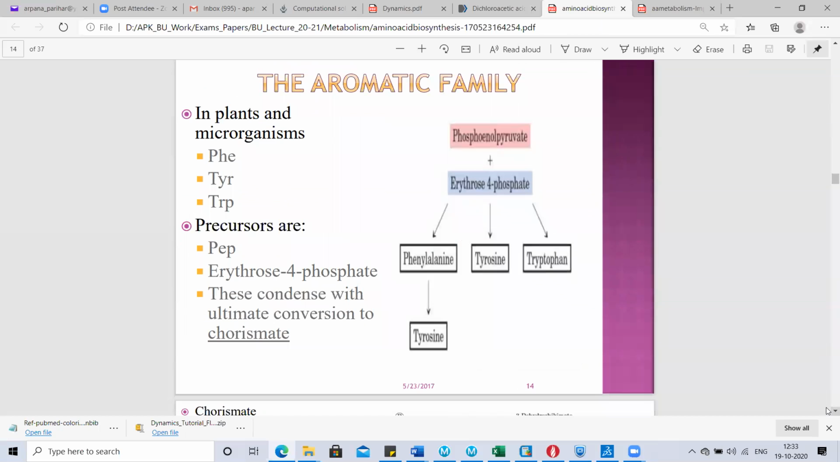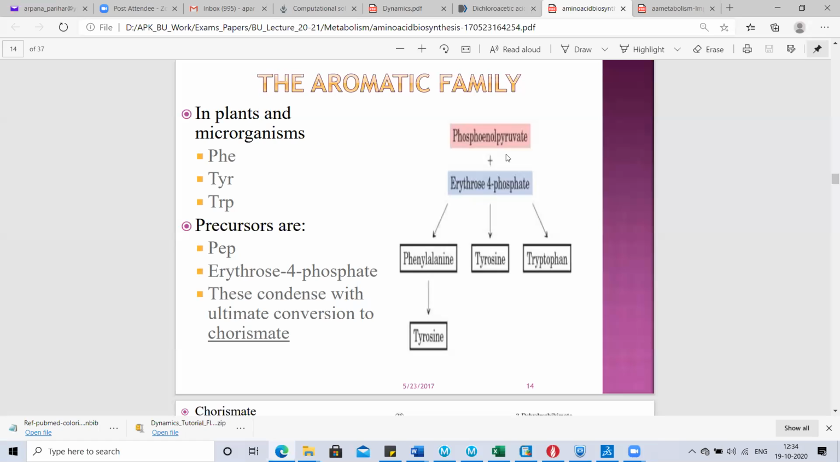Another family is the aromatic family. Here the biosynthesis of aromatic amino acids like phenylalanine, tyrosine and tryptophan occurs in plants and microorganisms, but in animals these are categorized under essential amino acids. We have to take them in the diet. Okay, how do they get synthesized? Basically phosphoenol pyruvate, when it interacts with erythrose 4-phosphate, which is generated from the HMP pathway, they form phenylalanine, tyrosine and tryptophan. Phenylalanine can be converted back into tyrosine.